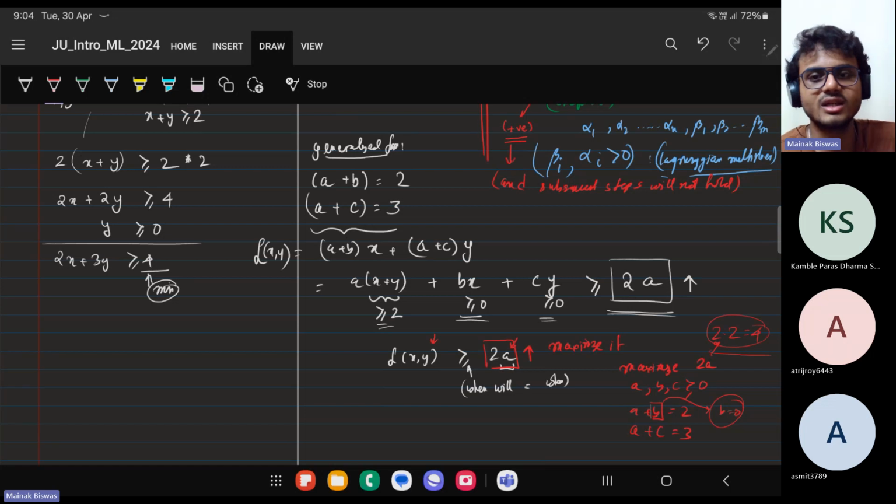This equality constraint that came up made my life much simpler, instead of the inequality constraints. Yes or no? Since b is gone, 2a is there, I can put b to be 0. If I put b to be 2, 2a will become 0. Agreed? But I want the maximum value. Maximum value is reached when?